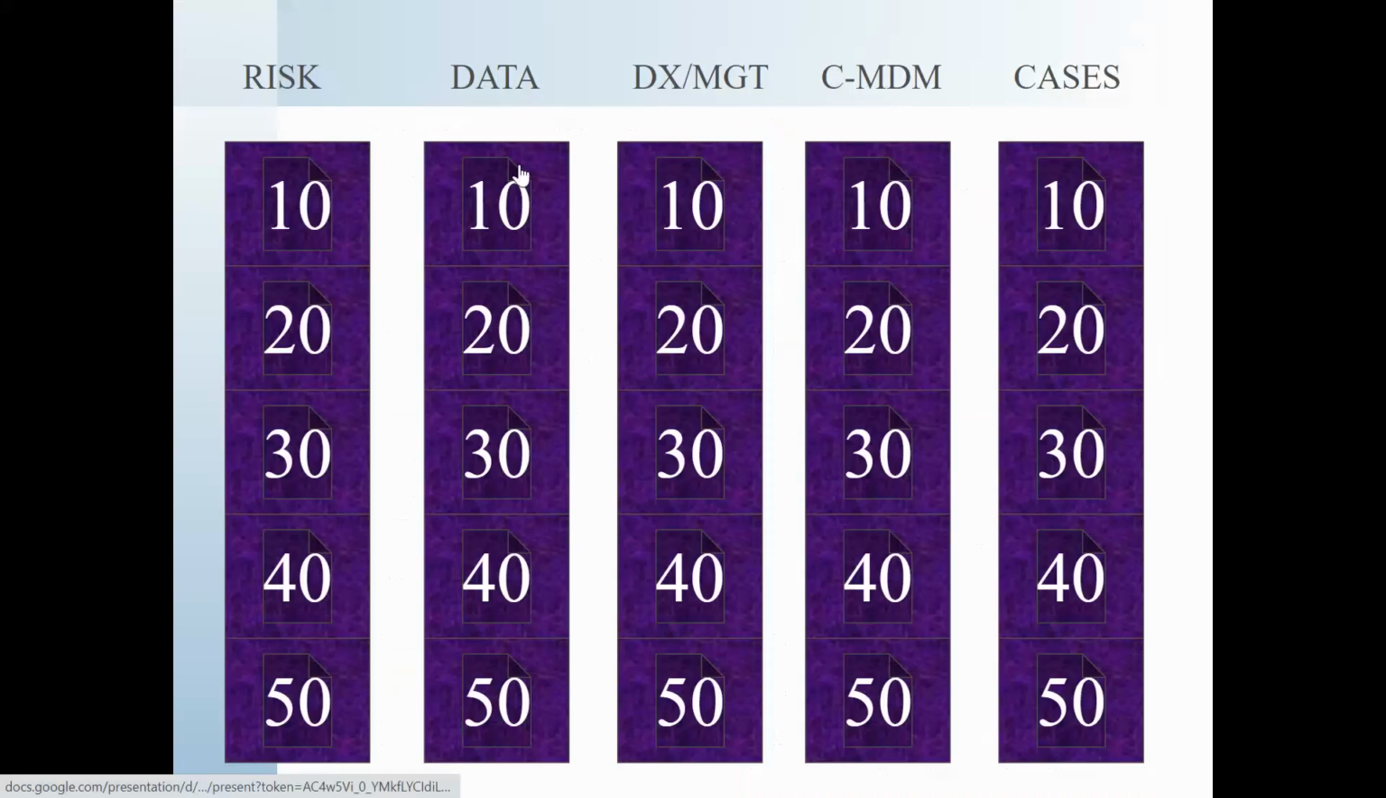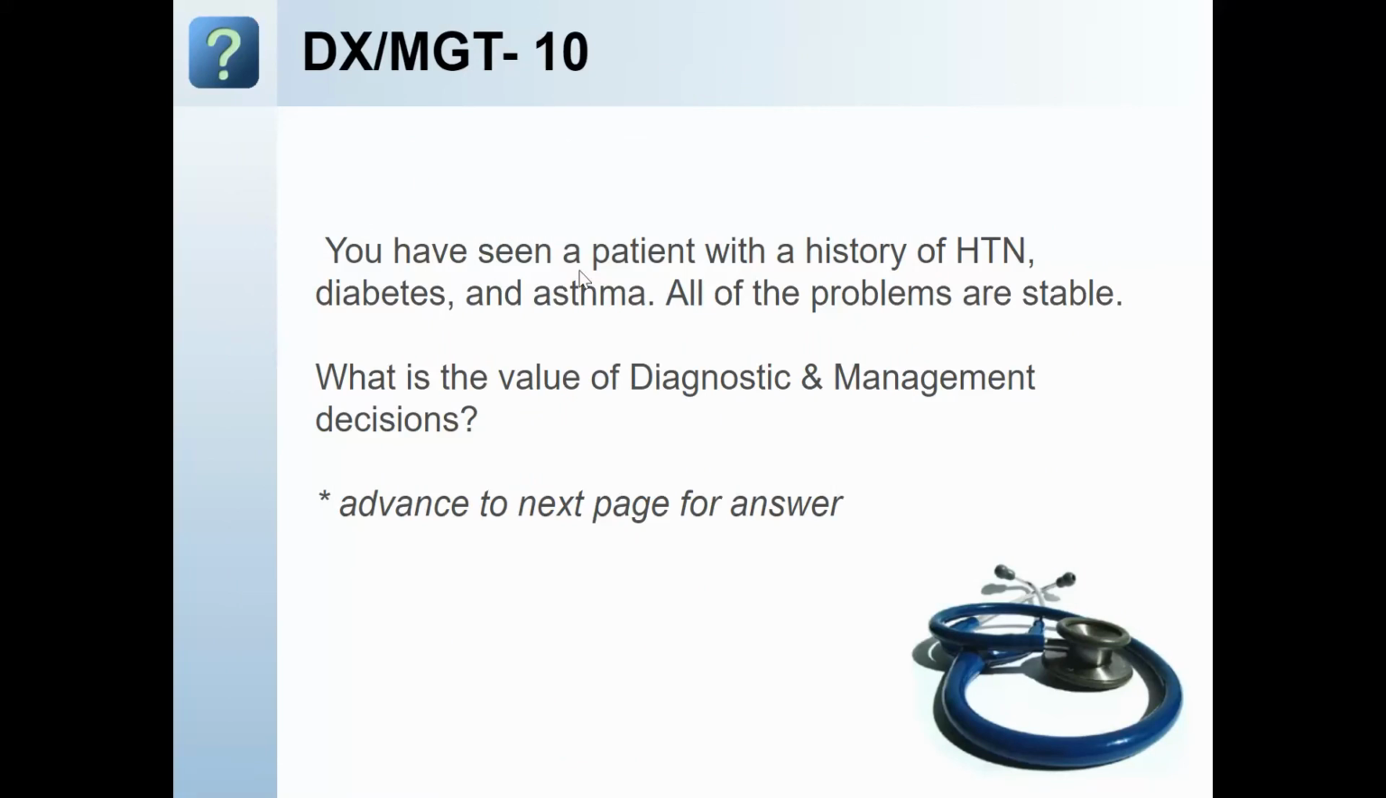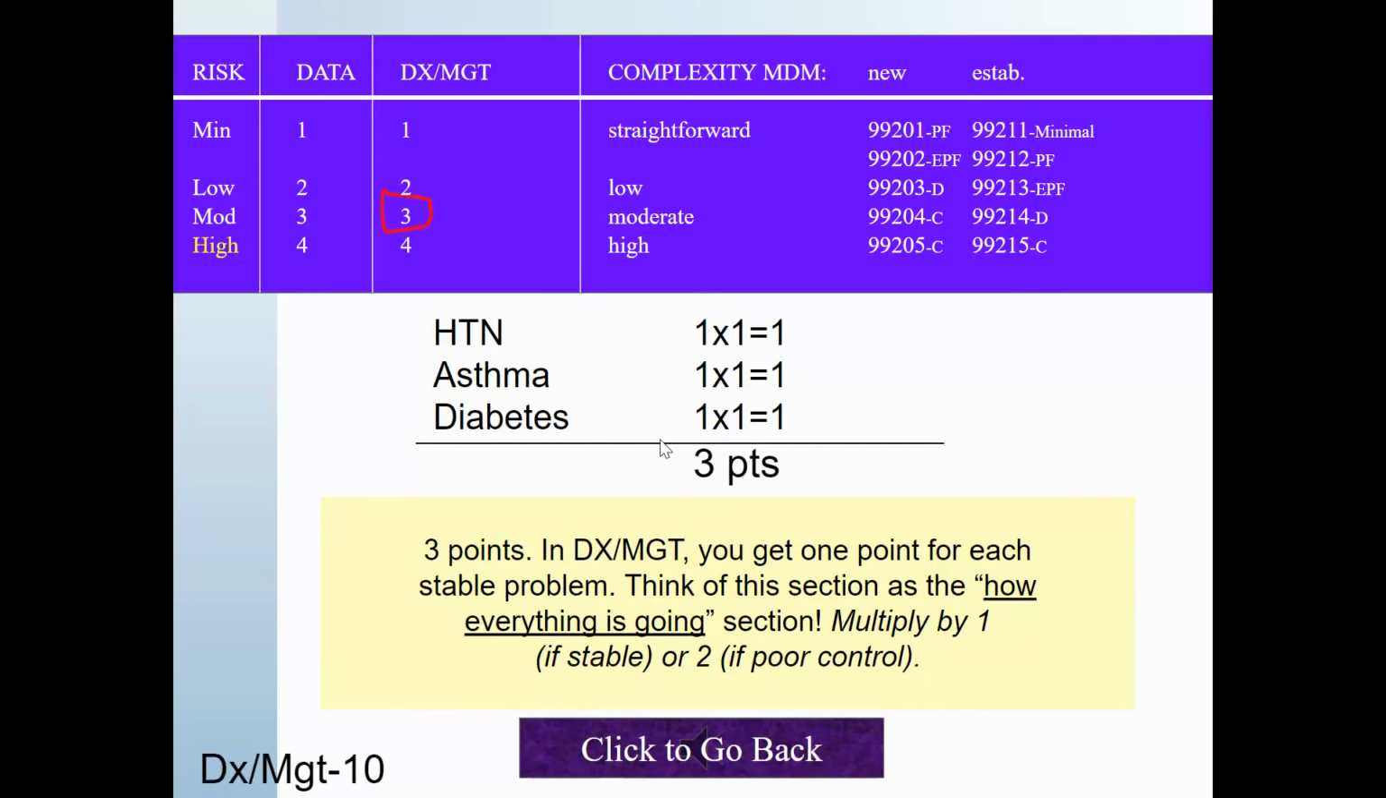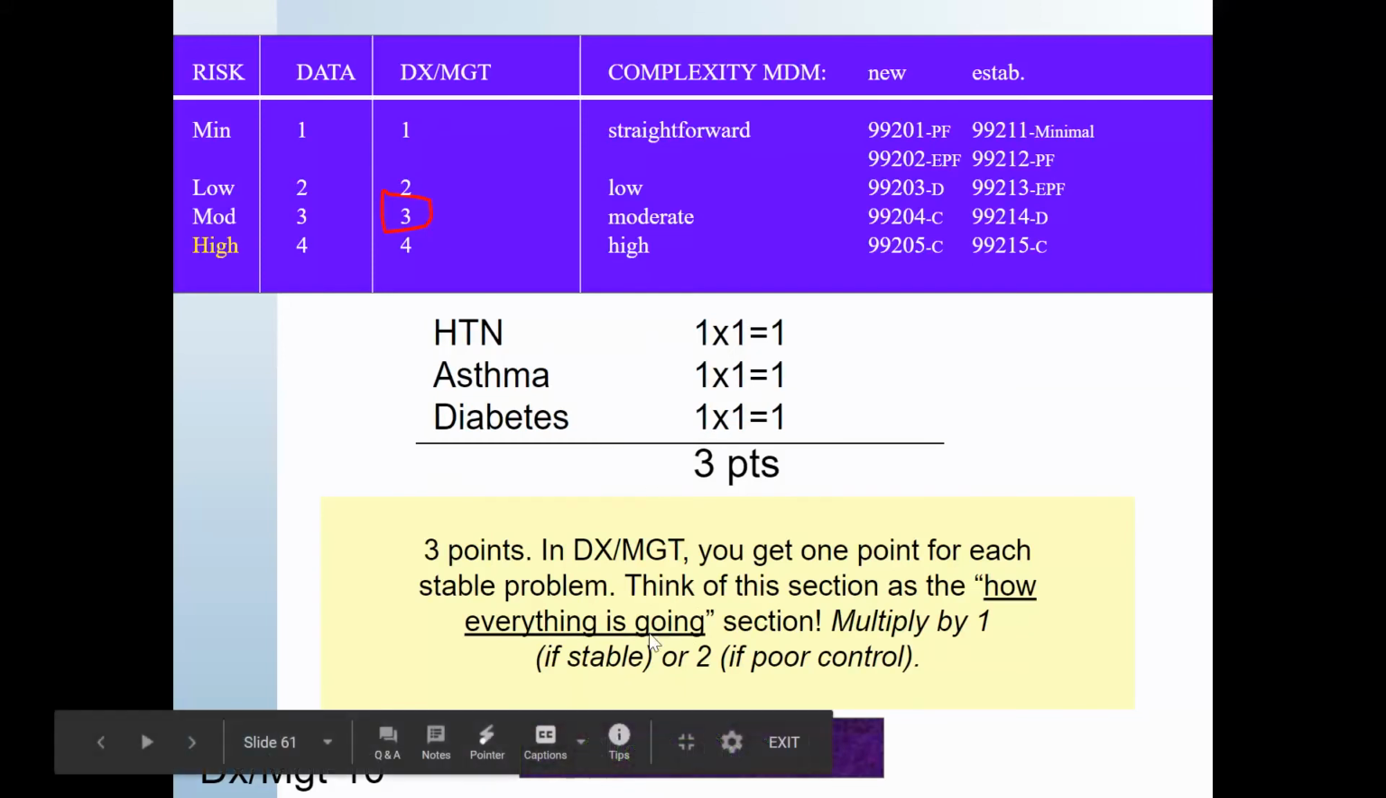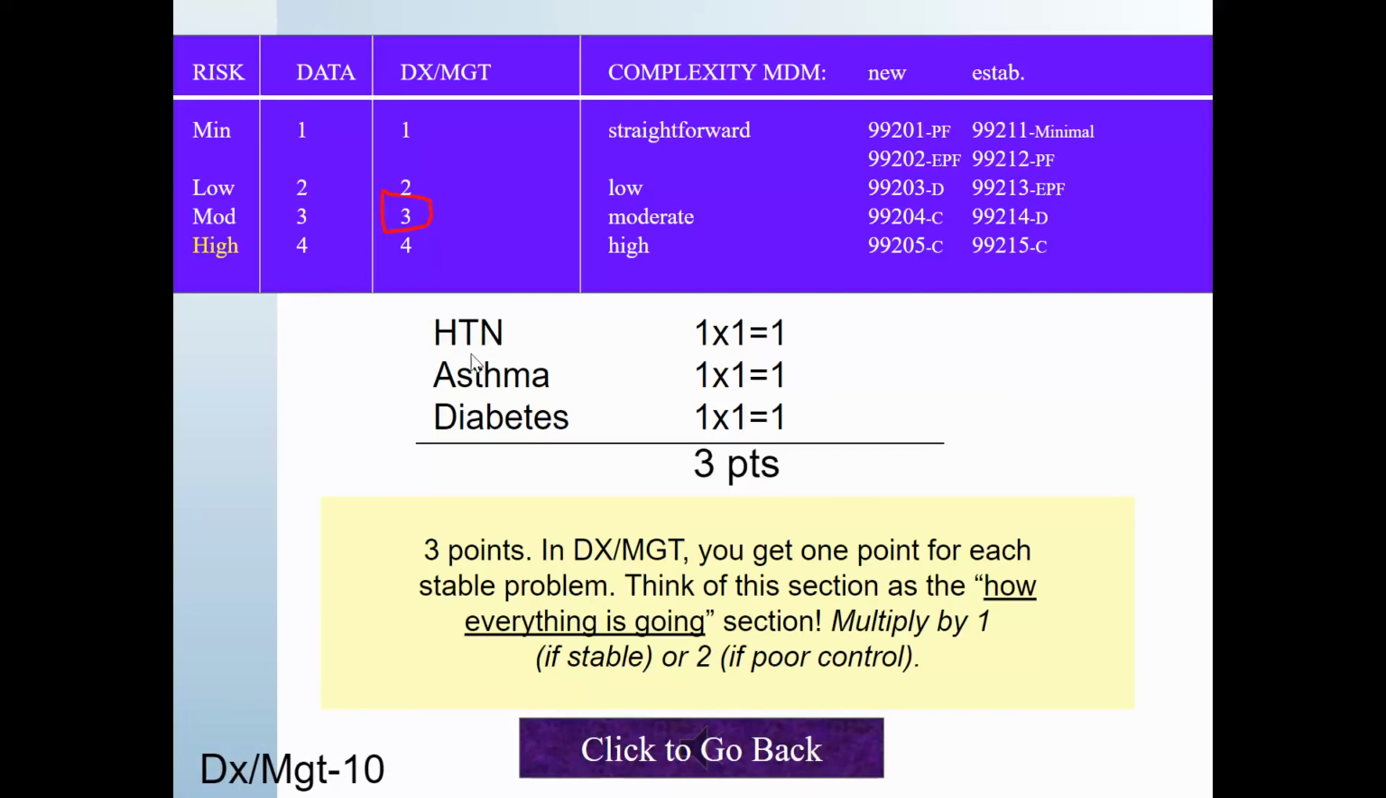So let's go back to this question. A patient comes in with a history of hypertension, diabetes, and asthma, and all the problems are stable. What is the value in this category? Again, it seems pretty easy, doesn't it? I've called this section the how everything's going section, because patients are coming in, grandma's coming in with hypertension, diabetes, and asthma, and everything's doing okay, 1 point.